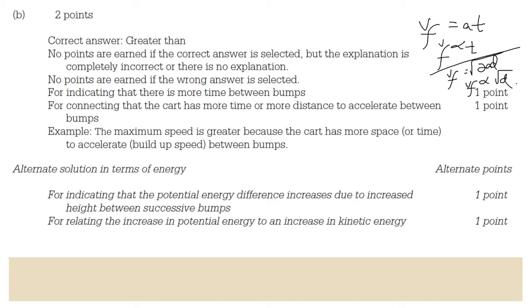1 point for indicating that the potential energy difference increases due to increased height between the successive bumps, and then 1 point for relating the increase in potential energy to an increase in kinetic energy. The basic idea is if you're traveling from point A to point B on a ramp, you can measure the height using trig. It's going to be that height. But if it's going now further down the ramp, like let's say to point C, the height difference between those points is now bigger. And so it's going to lose more potential and thus gain more kinetic.